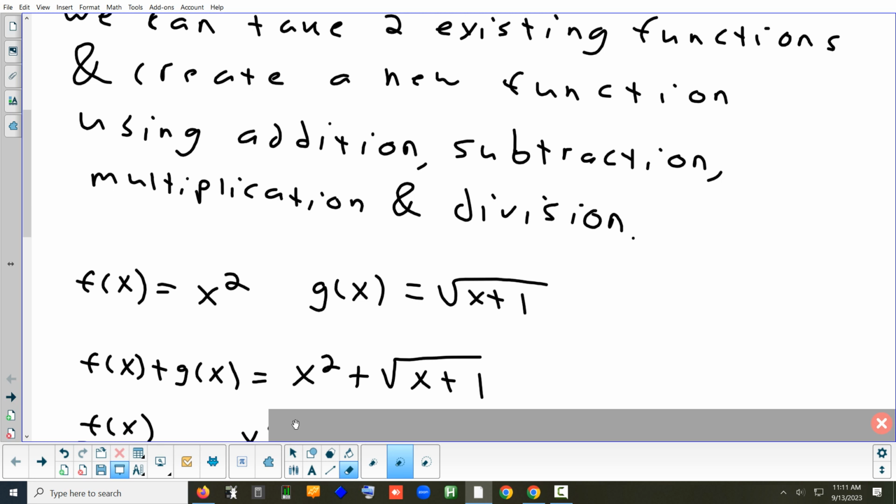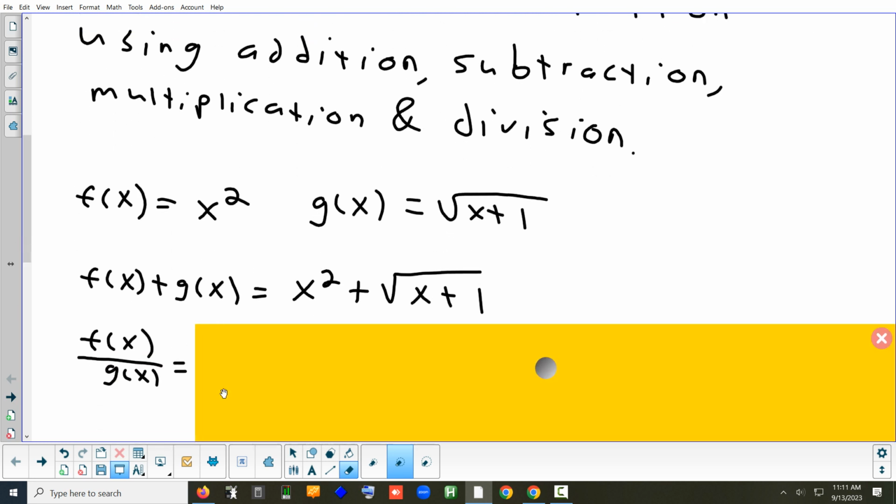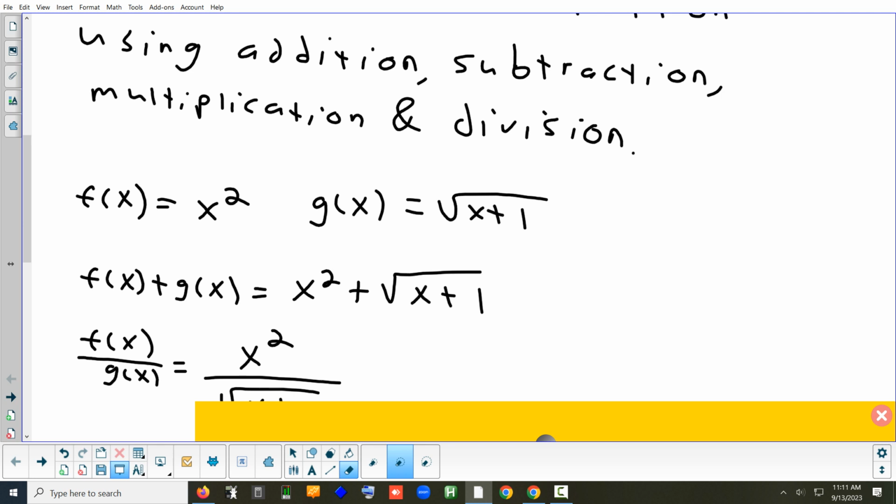It's just x squared plus the square root of x plus 1. You can't do anything with it. It's as simple as it gets. So that's a new function from the original two combined by adding them. How about f of x divided by g of x? It would look like that, except it'll be a fraction.